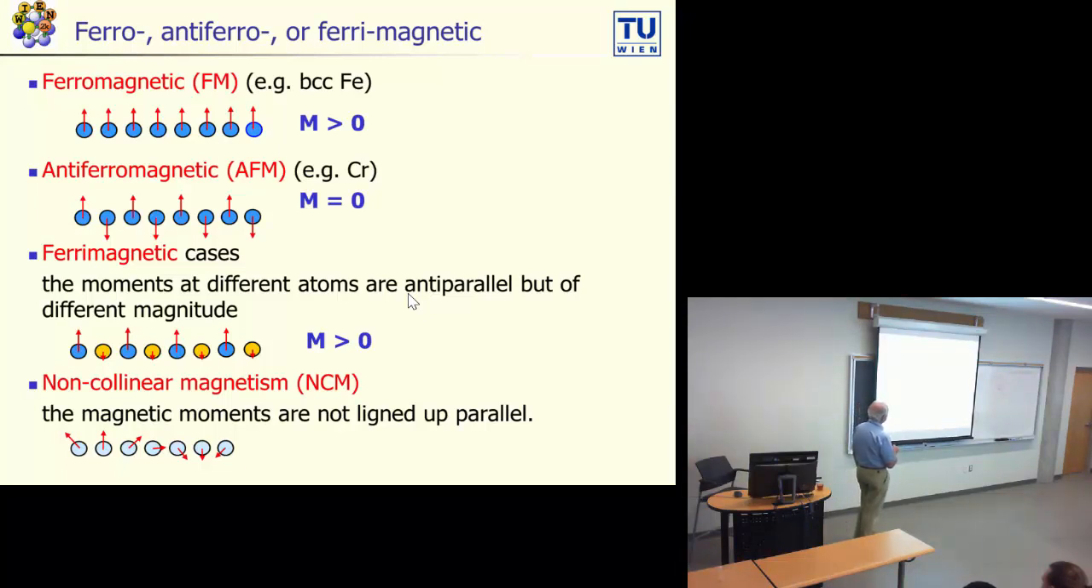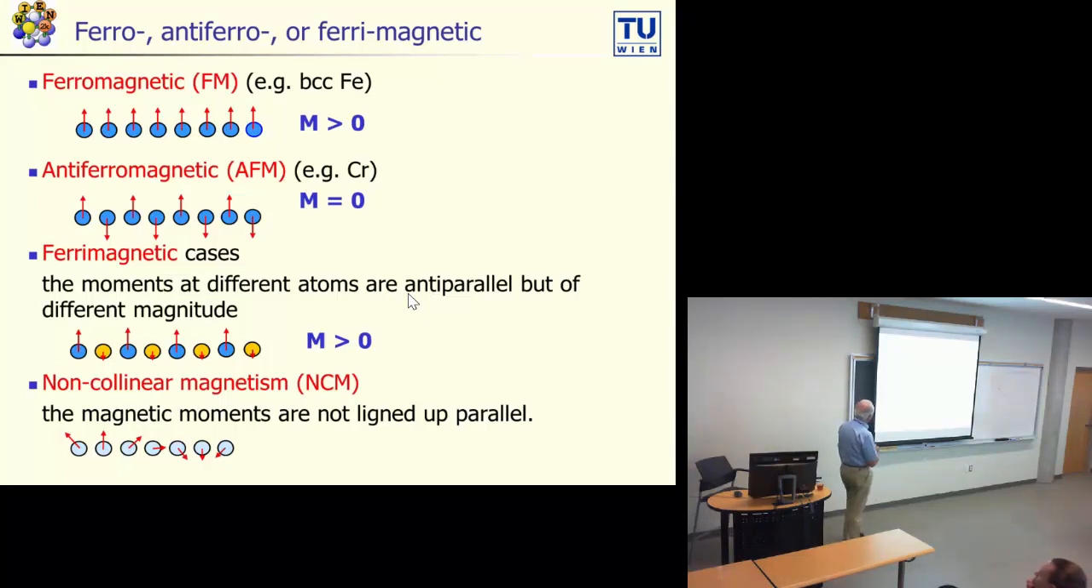You have a finite magnetic moment, a magnetization. If you have an antiferromagnet, then you have a magnetic moment which is in one direction and the other one in the opposite direction, so the whole total magnetization is zero. So they have the same amount of spin or magnetic moment in one or the other direction. So this would be a typical antiferromagnet, and chromium is one example, and I'll show that a bit later.